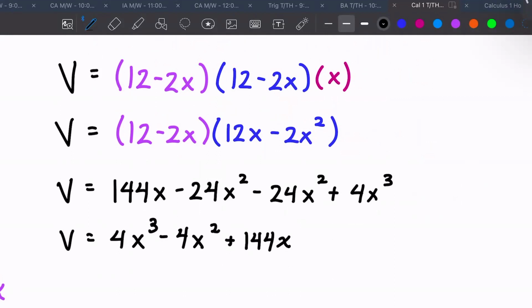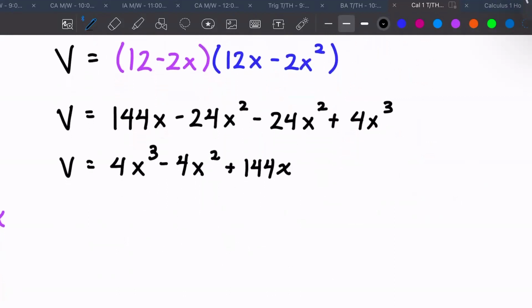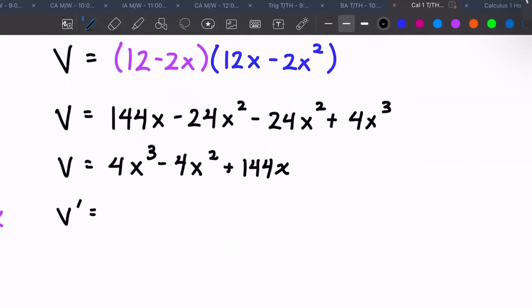So I'm going to take the derivative of that. That would be 12x squared minus 8x. Oh, 48.